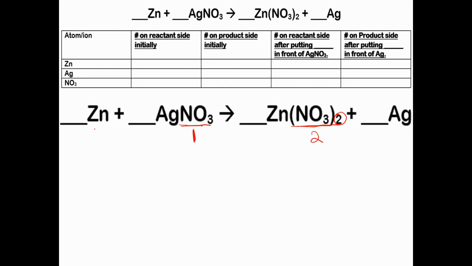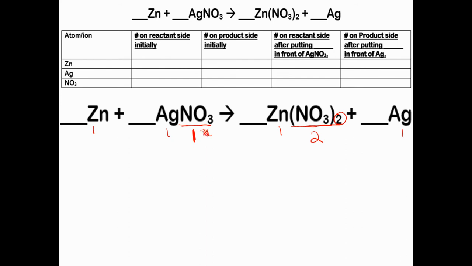Let's look at my zinc. Zinc I have 1, zinc I have 1. Silver I have 1, silver I have 1. So zincs match, silvers match, but nitrates don't. I need 2 nitrates here, and I need 2 nitrates over here. So this is where there's a problem.